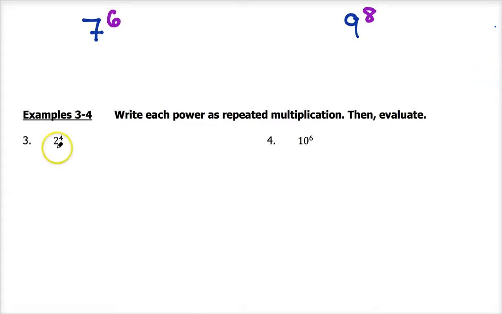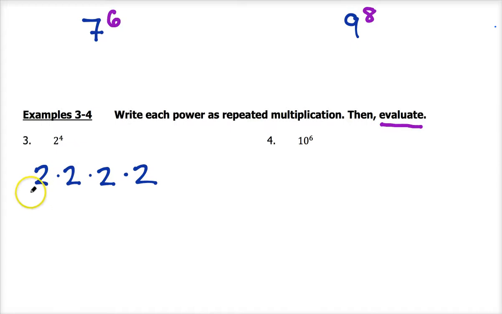So number 3, this is read as, again, 2 to the 4th power. 2 to the 4th power means 2 times itself 4 times. 2 times 2 times 2 times 2. So that's the repeated multiplication part. The second part of the directions say evaluate, and that just means, okay, we'll simplify that. Tell me what 2 times 2 times 2 times 2 actually is.